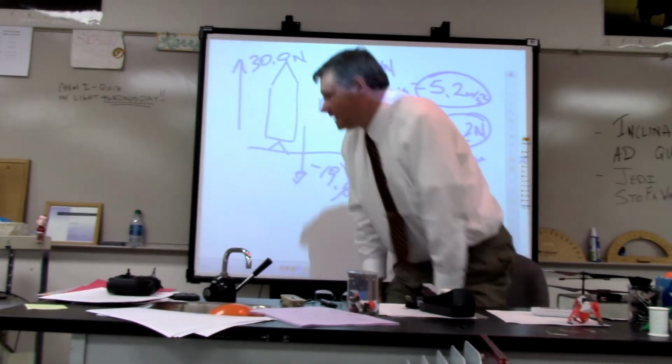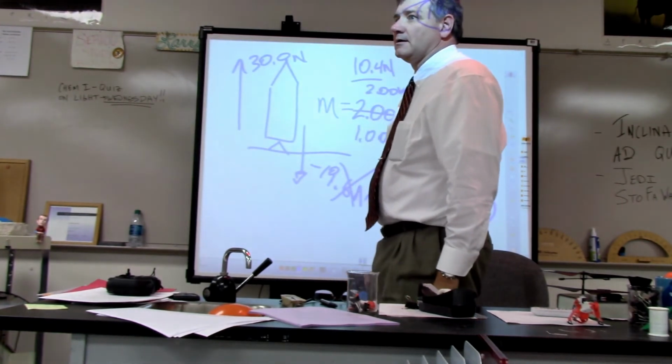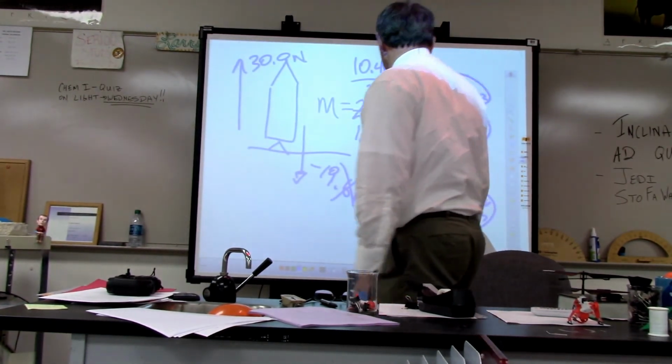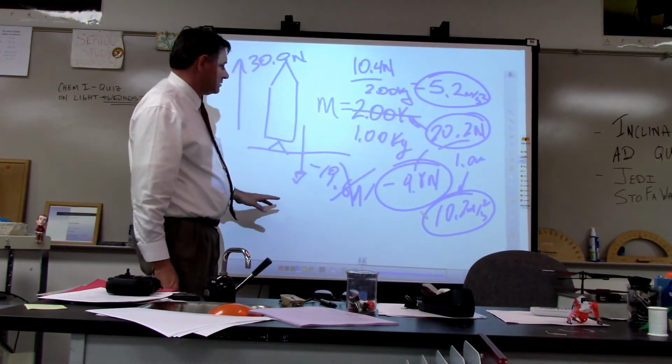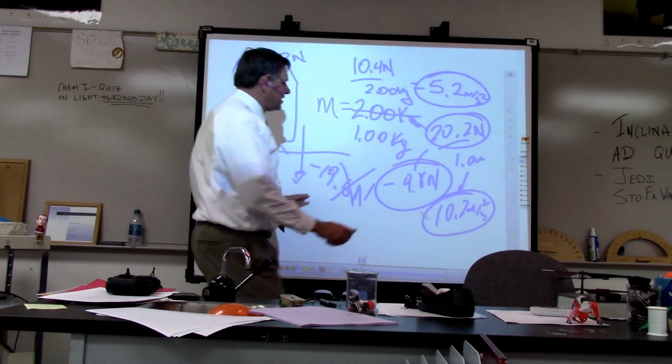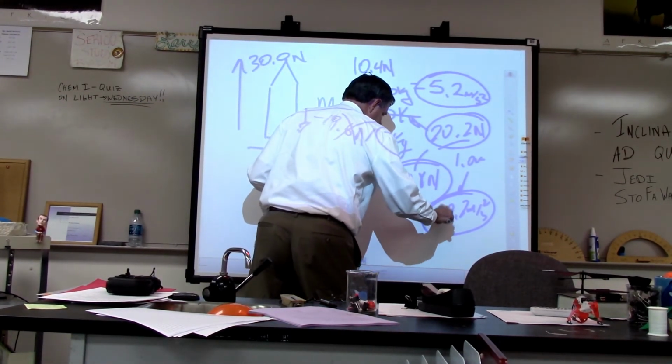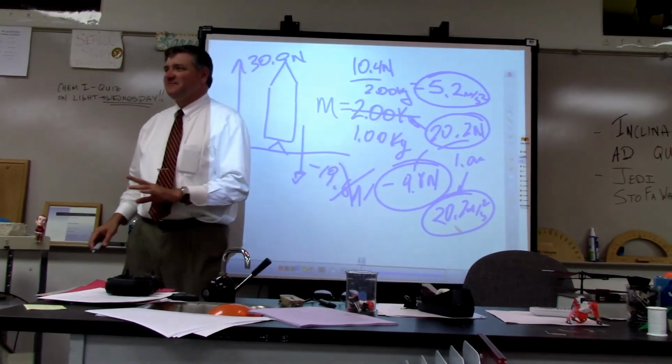Fantastic. If you're dividing by 1, how are you getting 10.2? Divide 20 by 1, that's... Oh, I'm sorry. That should be 20.2. My bad. 20.2. Okay.